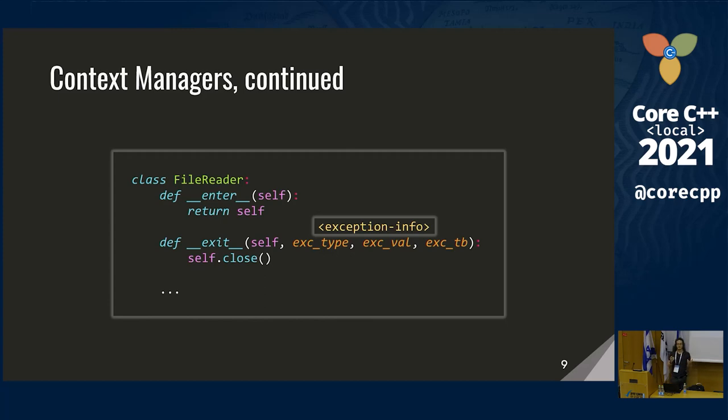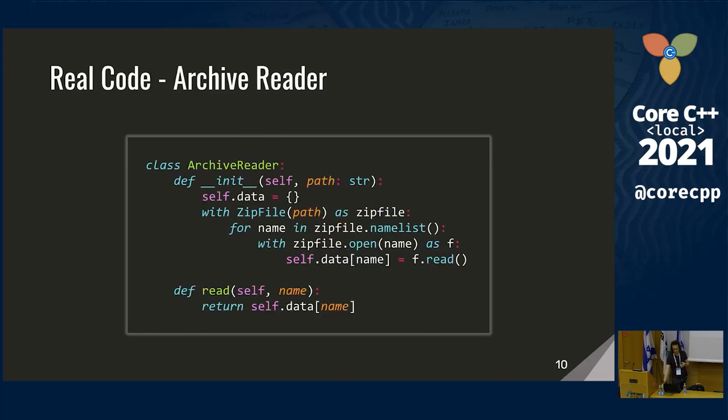To define a context manager, all we have to do is create a class that has an enter function and an exit function. Now, it all seems nice, but let's see what happens in real code. This has been redacted from actual code I have in production.